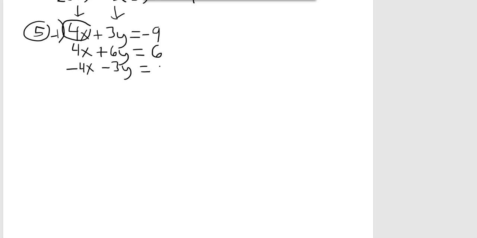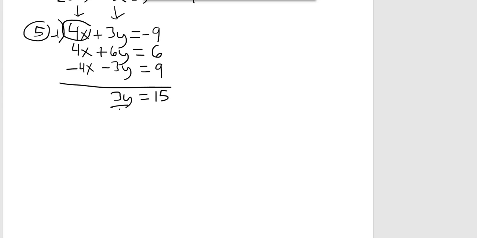And because we multiplied everything in the equation by the same thing, it keeps the equation equal. So that is a legal move in algebra. We can do that. You just have to be careful that everything gets multiplied. So now we have our new equation, negative 4x minus 3y equals 9, that we can add to our second equation. So 4x minus 4x, that's now going to cancel out. 6y minus 3y is a positive 3y, and 6 plus 9 is 15.